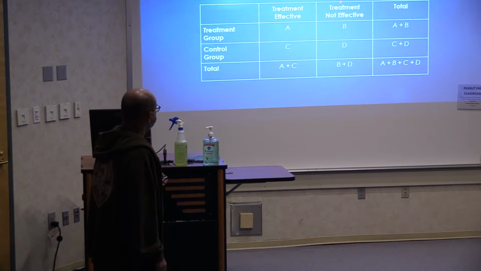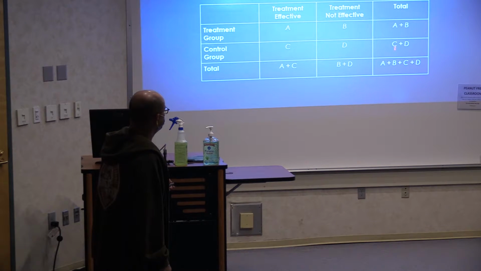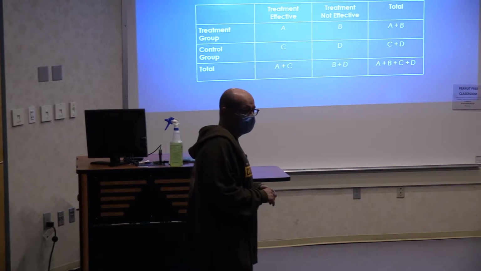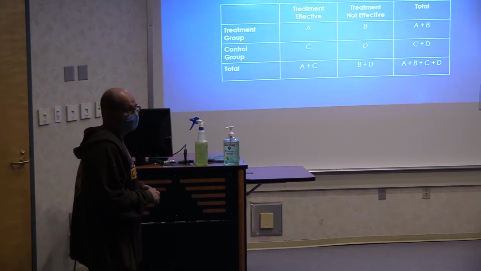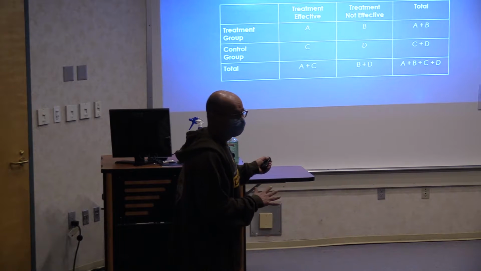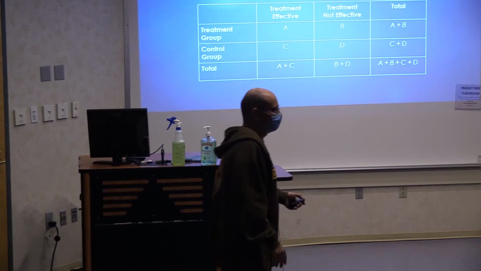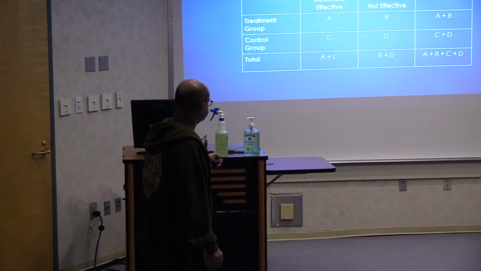Their total is A plus C. The treatment was not effective, that'll be B plus D, in both groups. And then, of course, your totals have to add up to your sample size overall. How many people did you have in this study? It looks simple enough, but the data set itself looks much more complicated. This is just a summary of what we look at.